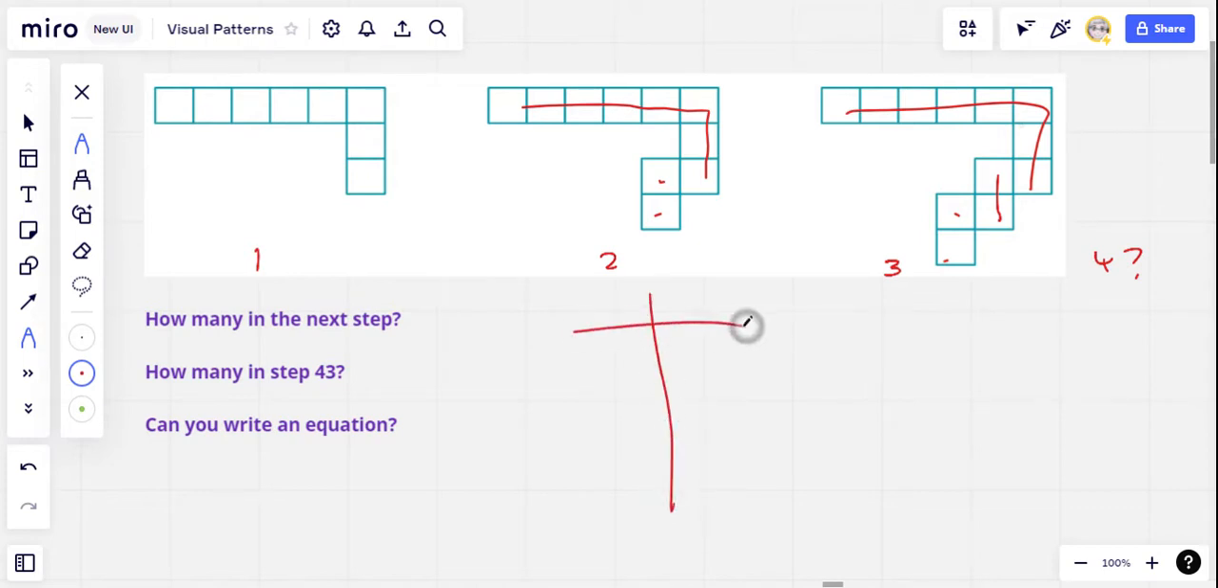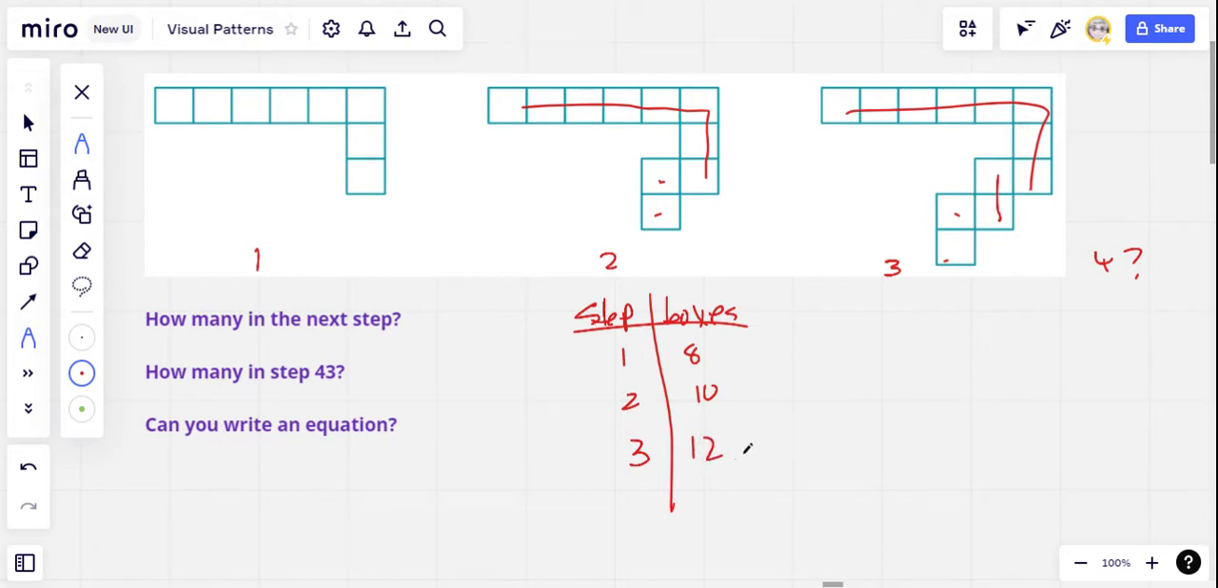Let's actually plot this out just to verify what our visual intuition is telling us. So I'll put the step number and the boxes. So in step 1, what do we have? So 6, 7, 8. And in step 2, we have those 8 plus 2 more. So that's 10. And in step 3, we have 8 plus 2 more is 10, plus 2 more is 12.